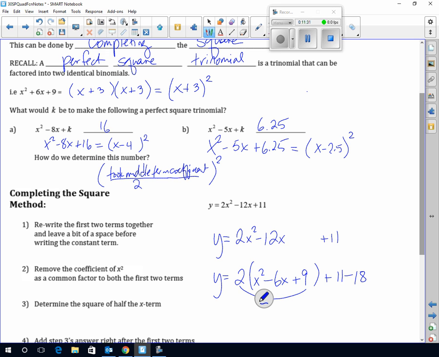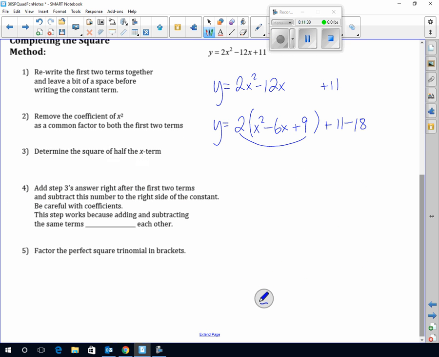So add step 3's answer right after the first 2 terms. That's what I just did. And subtract it on the right side of the constant. Be careful of the coefficients. A lot of people will make a mistake and think they're adding 9, but you have to watch for the coefficient that you added out. The 2 and the 9 was really adding 18, so now I'm going to be subtracting 18. This step works because adding and subtracting the same terms cancel each other. Does everybody see that? I haven't changed the equation.